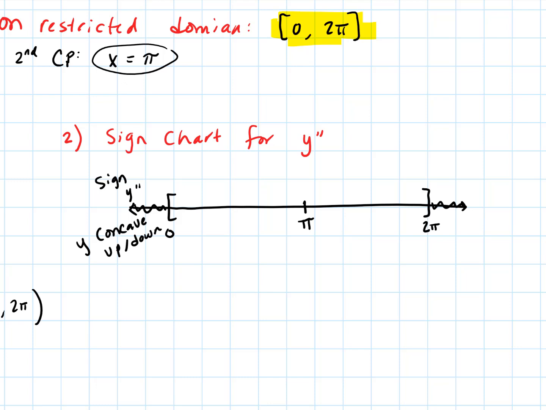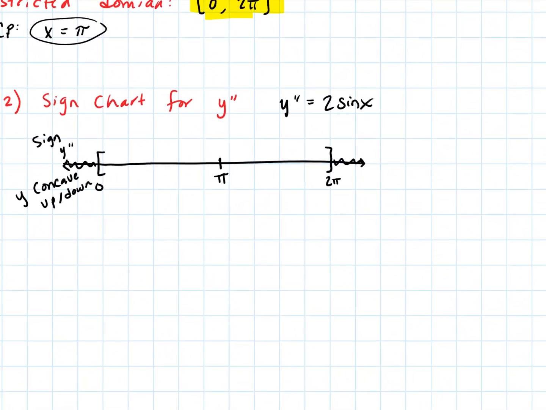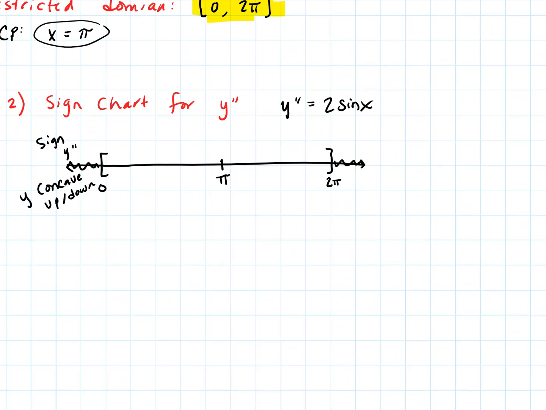So we're going to pick values. Y double prime was equal to 2 sine of x. So let's get that down here, I know that was up above, so that we can look at the signs. Now we're just plugging in values. Pick your little test points, just like we did for y prime. Obviously pi over 2 would be a quick and easy one. Plug in pi over 2, of course, that's going to be 2. So that's positive here, which means we're concave up.